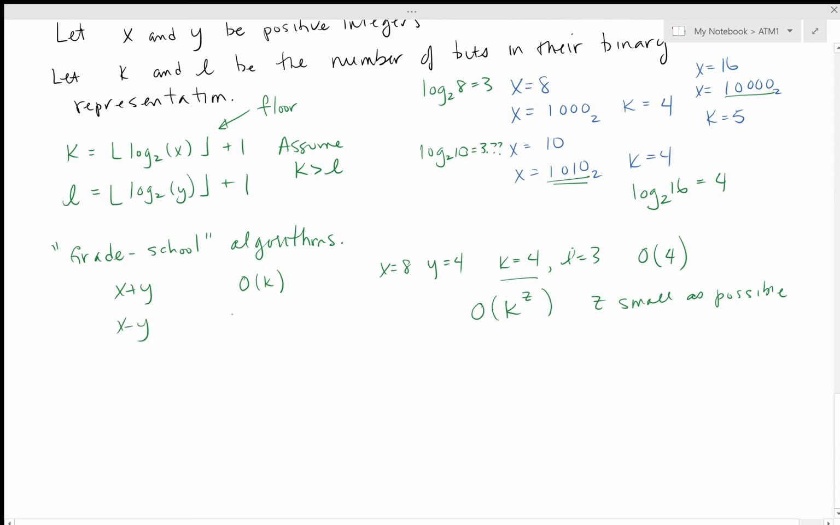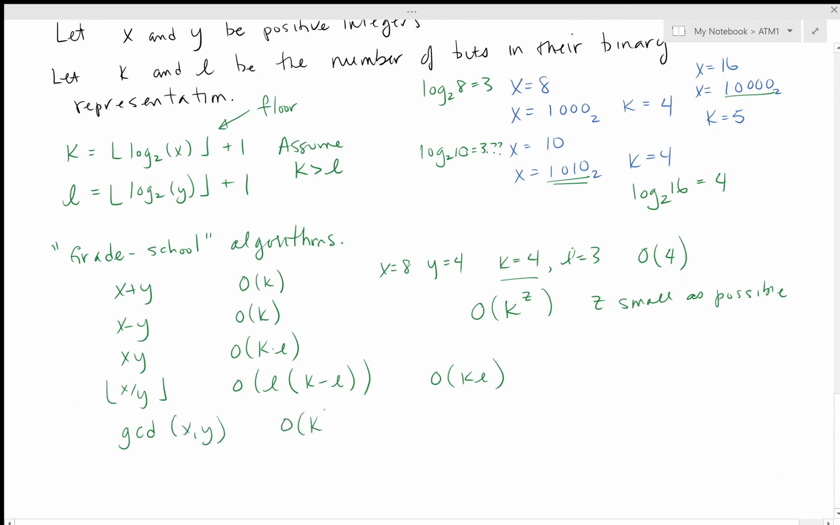To do subtraction is also that. To do multiplication, that is K times L. To do division, that is O of L times K minus L. Okay. So sometimes you'll see this with a weaker bound of K times L. To do the GCD of X and Y, that is going to be O of K cubed. Okay, so this is not linear, it's cubic, and that is here using the Euclidean algorithm.